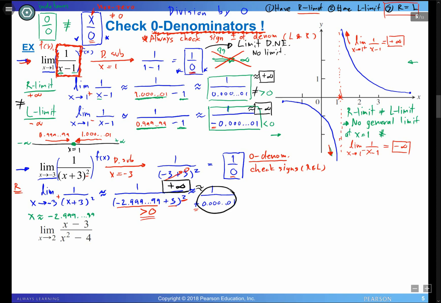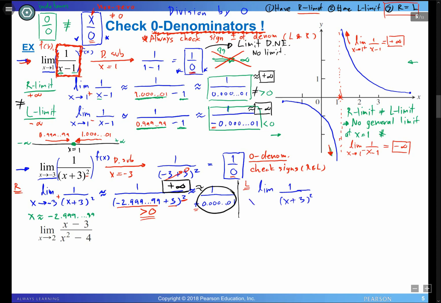Alright, and that is the right-hand limit. We got positive infinity. Now we are going to check on the left-hand limit. Okay, left-hand limit, do the same thing. So here we have the limit of the function 1 over (x + 3) squared.